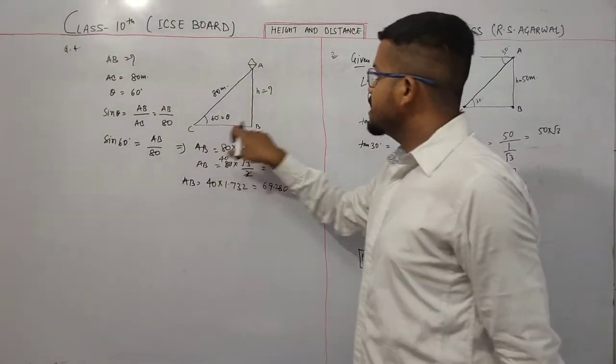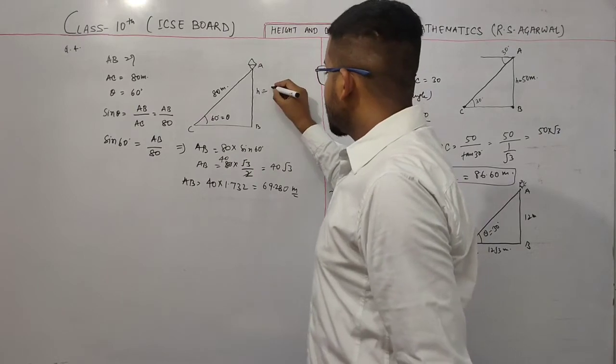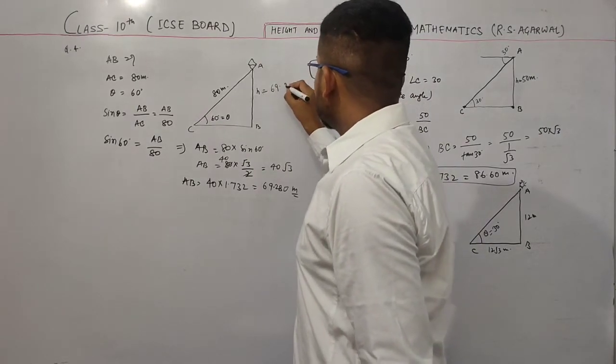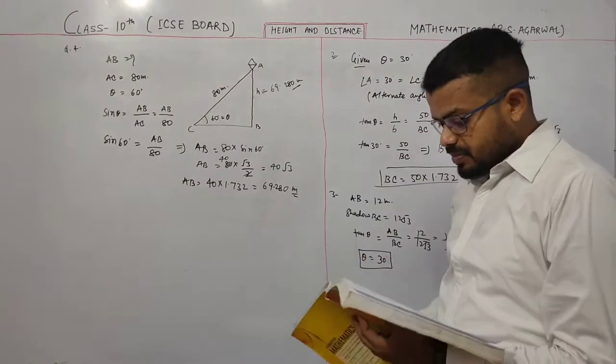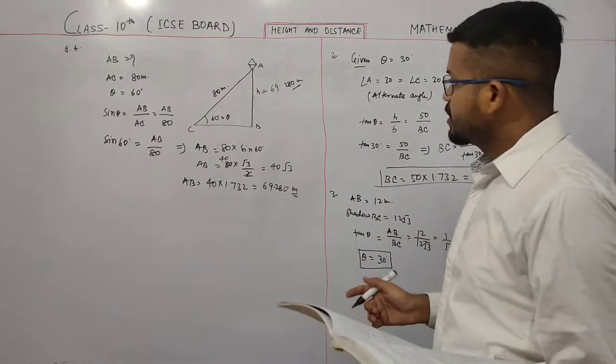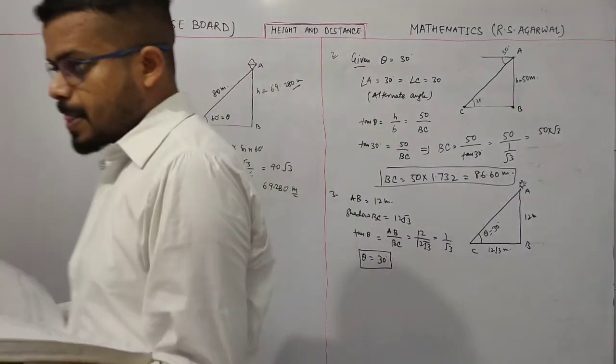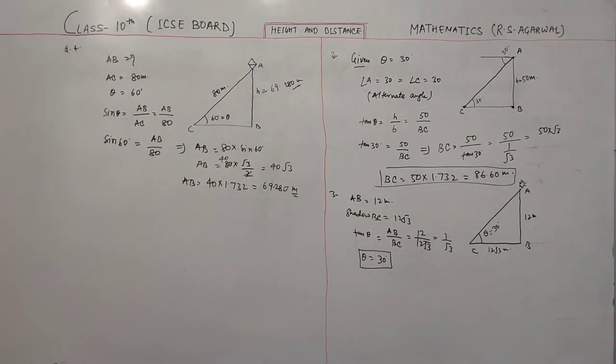So AB, this is the AB. So height of the kite from the ground is 69.280 meter. This is question number 4. Now question number 5. What is the question number 5?